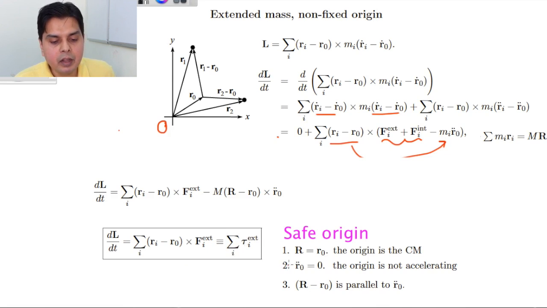This is one case. Another case will be R0 double dot is 0, that is, your origin is not accelerating. That's very simple. If it is 0, that is, your origin is not accelerating, you will get this thing. And the third case will be when these two vectors are parallel, their cross product will be 0. Basically what it says is I can use my dL by dt equal to external torque formula if I am calculating my torque and angular momentum about a safe origin. Safe origin meaning either the origin should be the center of mass, or it should be non-accelerating, that is, the origin should not accelerate.